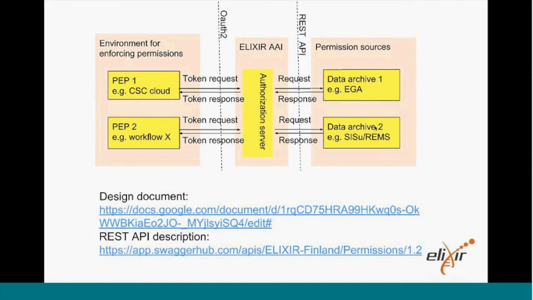In the middle, there's ELIXIR AAI, which delivers permission information to the service consuming this information. So here are the services, and in the middle, there's ELIXIR AAI. How this works in practice: the service needing this information requests a token from ELIXIR AAI, which then makes a request to the permission source. ELIXIR AAI encapsulates this information into the token and hands this token to the service originally requesting this information.